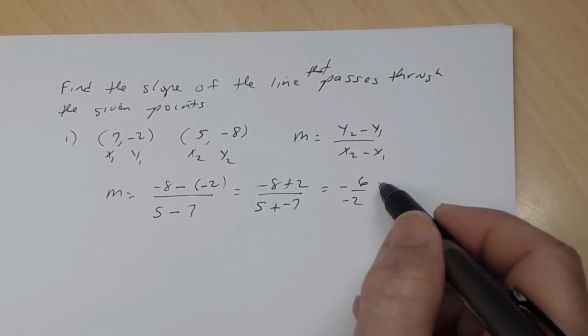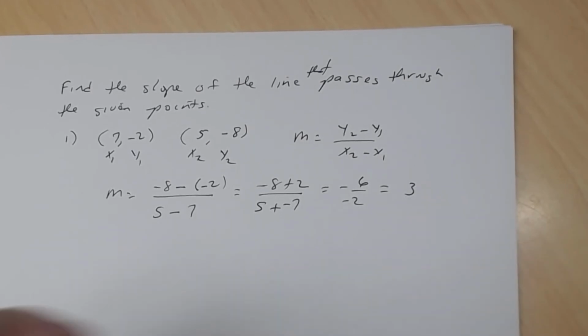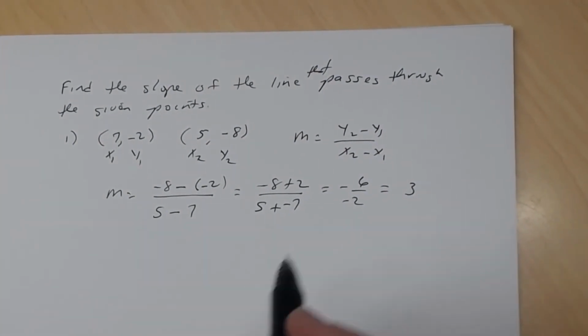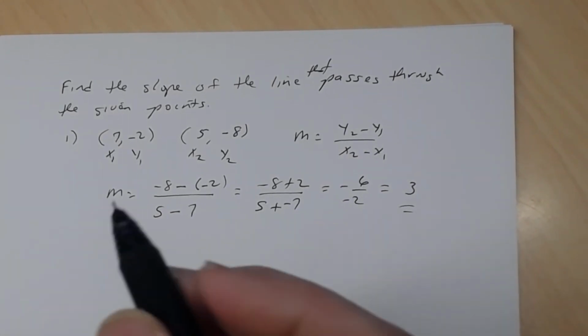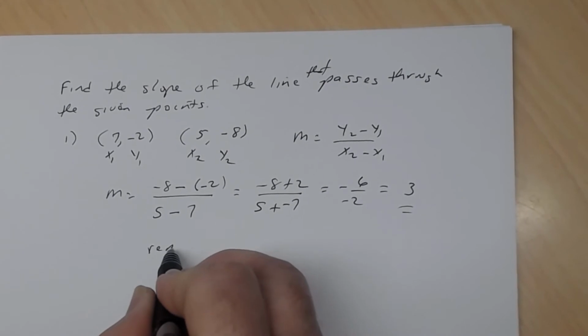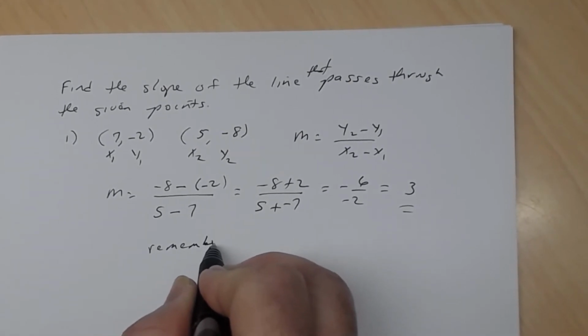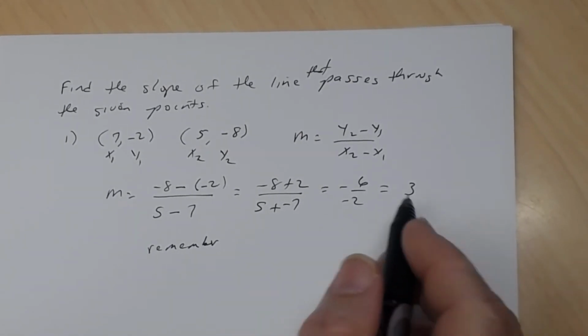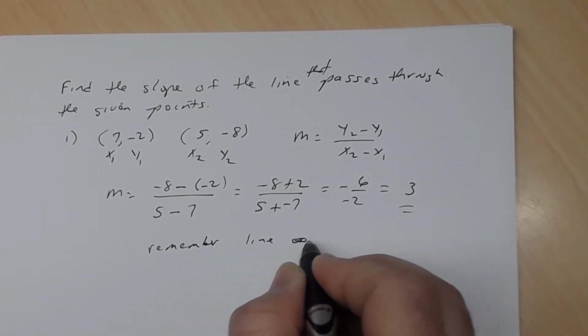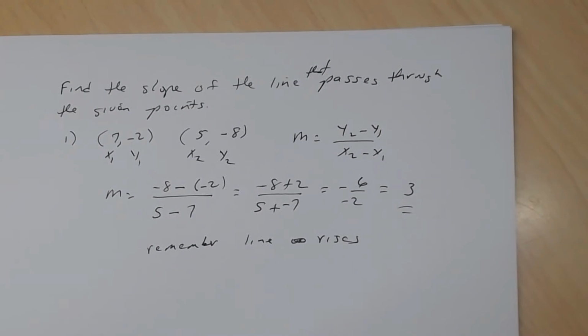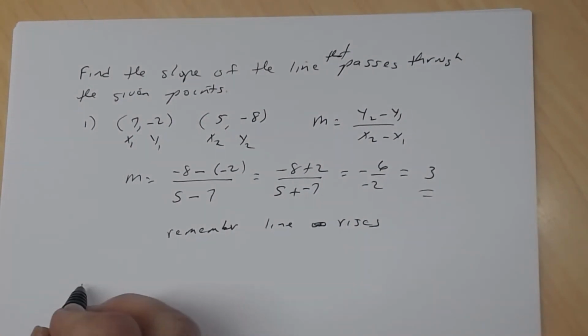And -6 divided by -2 is +3. All right, so my slope is 3. Now again, remember what that means. You answer the question, so the slope is 3. But remember what that means: since the slope is positive, if you were to graph this, the line rises. Okay, let's look at number 2.